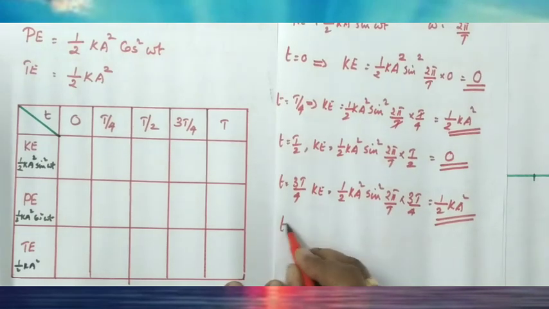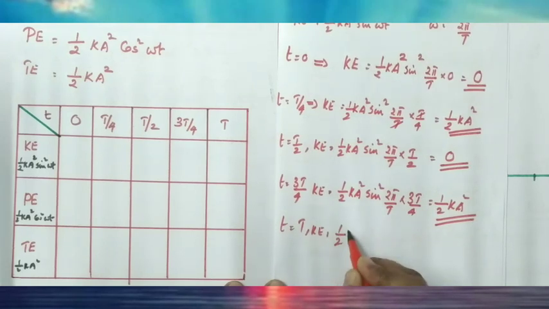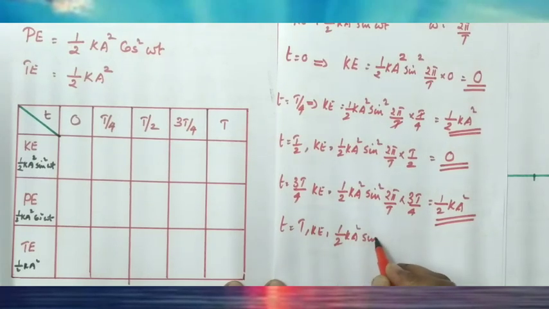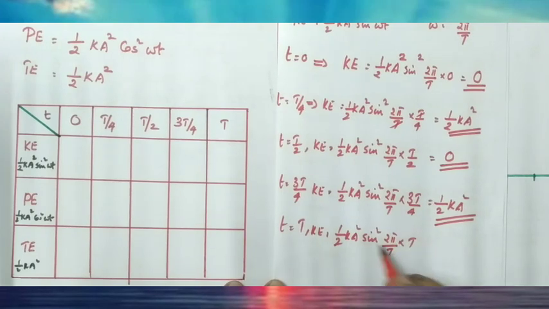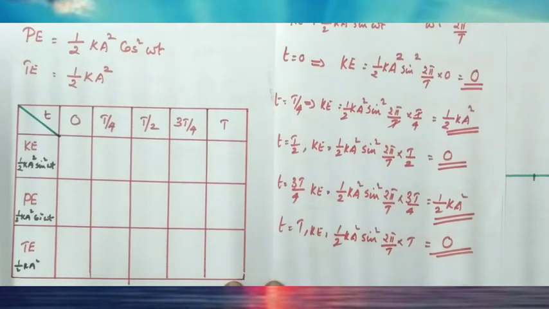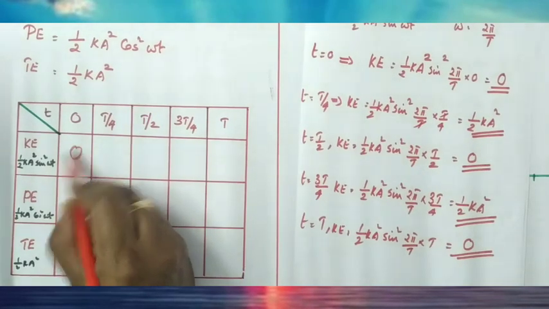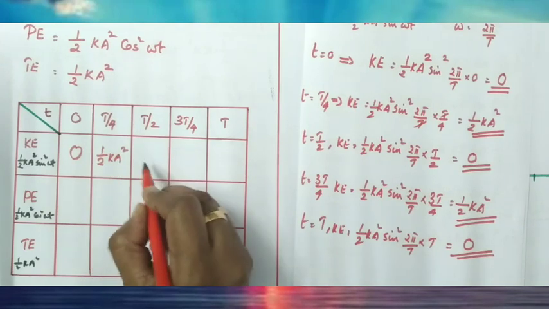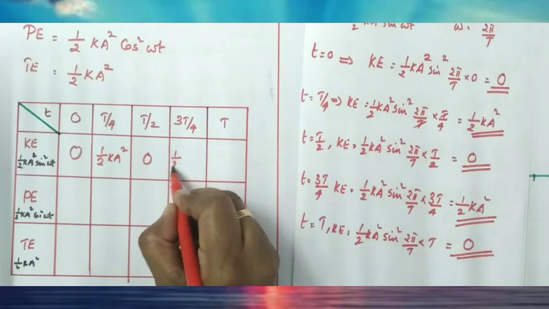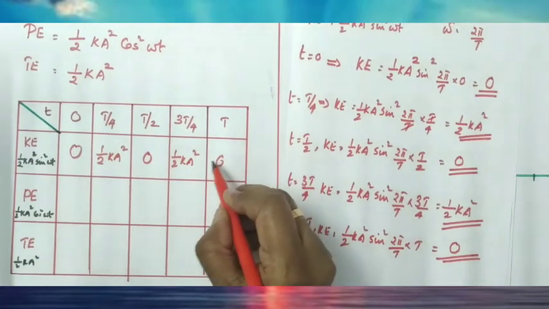Now for time t is equal to time period T, kinetic energy is half k a square sine square 2 pi by T into T. Sine 2 pi is again 0, so kinetic energy becomes 0. So here you can write the values: 0 starting, then half k a square, then 0, again half k a square, next 0. Clear?